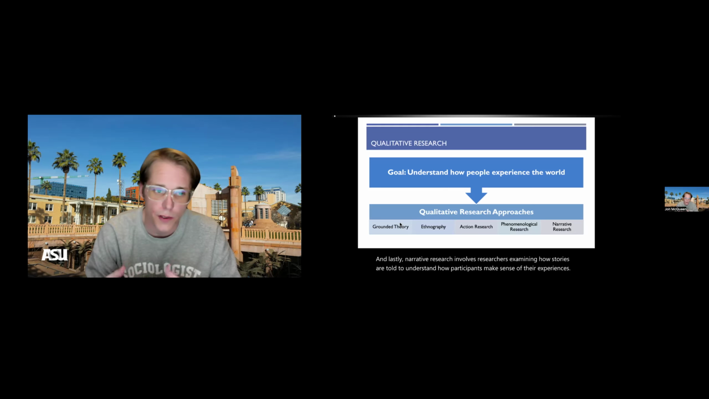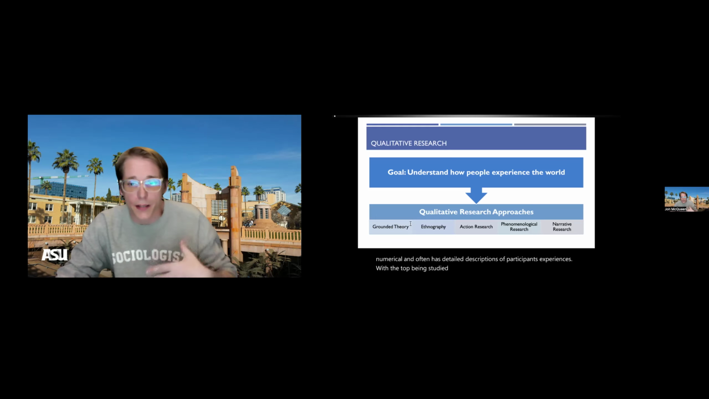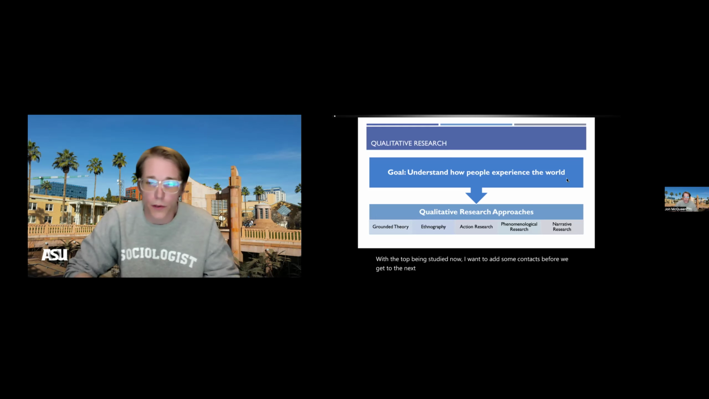In all of these approaches, the data collected is non-numerical and often has detailed descriptions of participants' experiences with the topic being studied. Now, I want to add some context before we get to the next slide. All of these approaches, just like quant, have their problems, and we'll discuss that. But there's also something to be said about how much the lived experience matters.